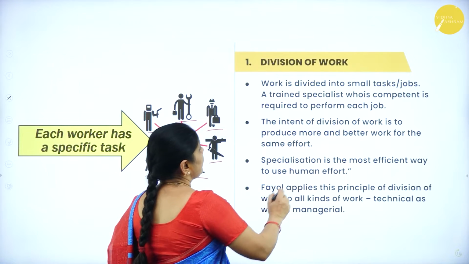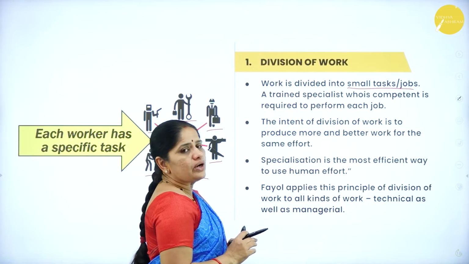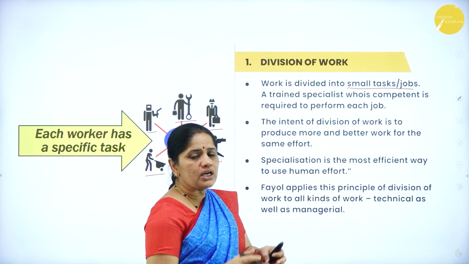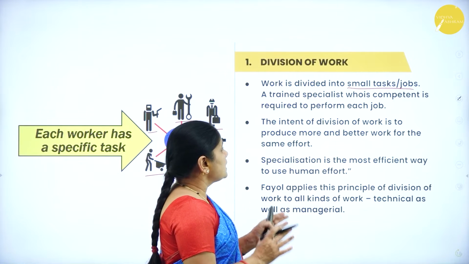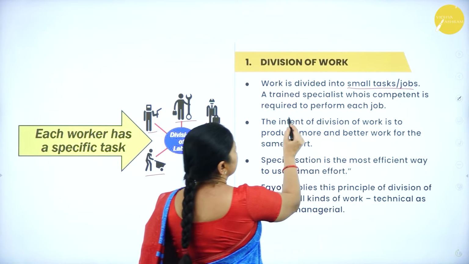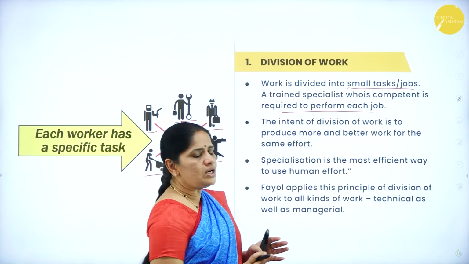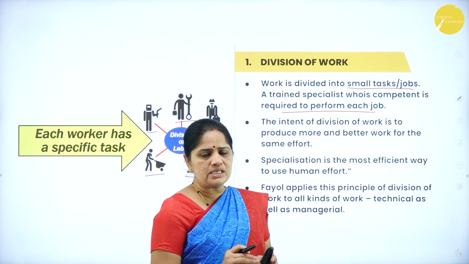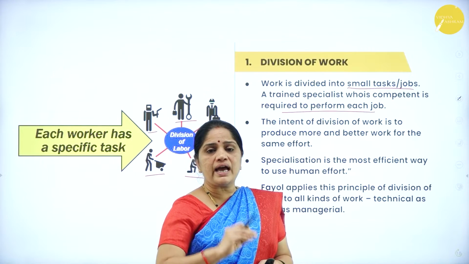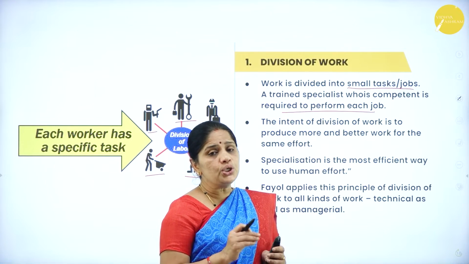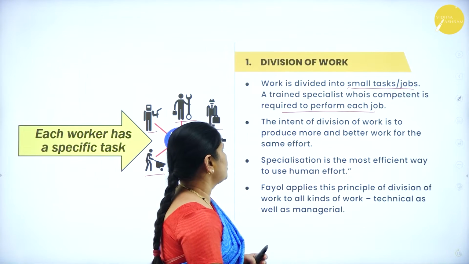Now what should we do in this division of work? So work is divided into small tasks or jobs. So whenever you have a work in an organization, you see that it is divided into small jobs, and a trained specialist who is competent is required to perform each job. So he should be competent enough, he should have the necessary skills and knowledge to do the job. So he should be allowed to do the job.